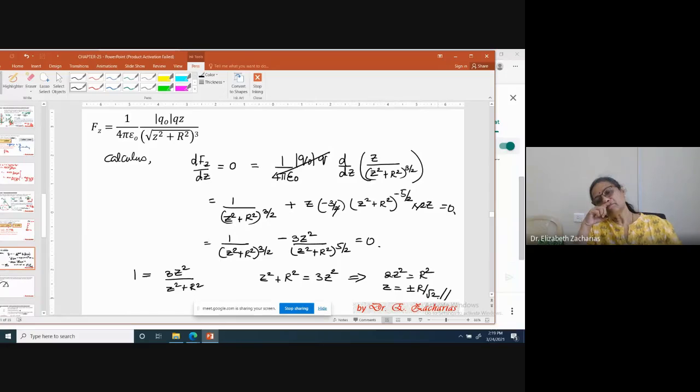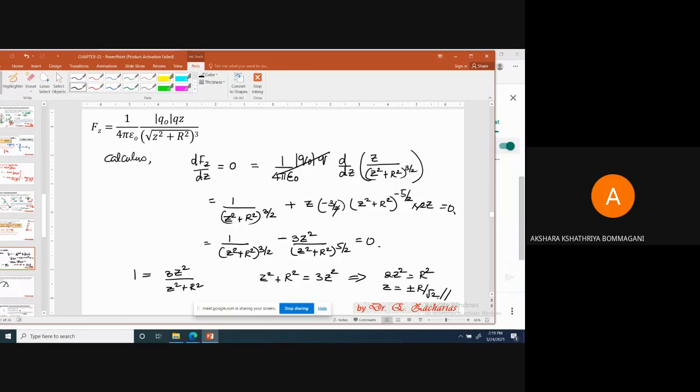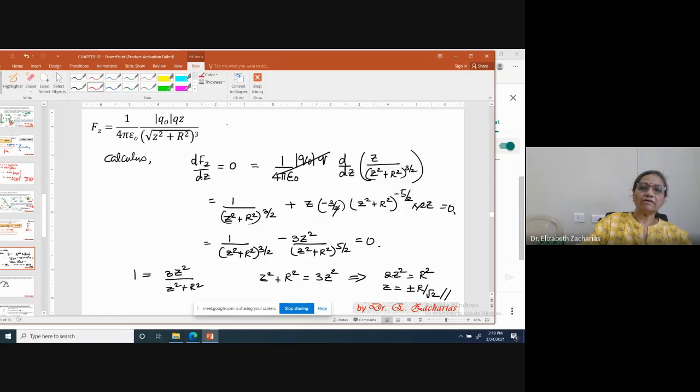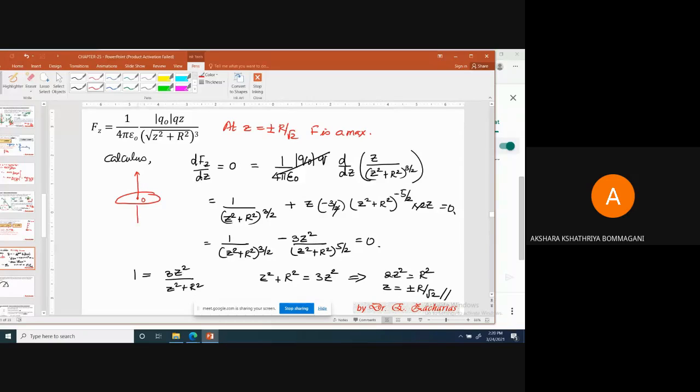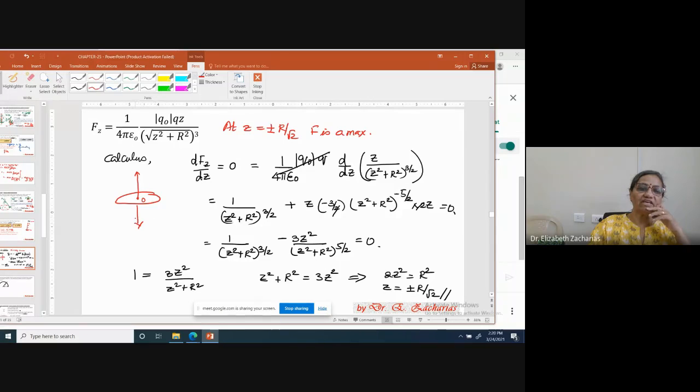Is it clear? Yes. Right. So what do you conclude? At z equal to plus minus r by root 2, F is a maxima. Why this minus? What is the significance of minus? Negative z axis. Right, negative z axis. So whether I take it here or here, at that distance r by root 2, I'm going to get maxima.